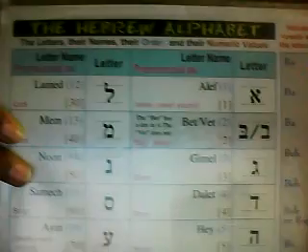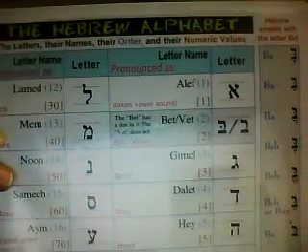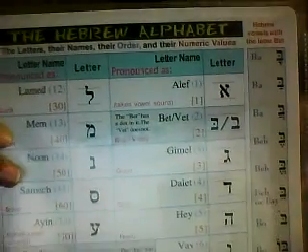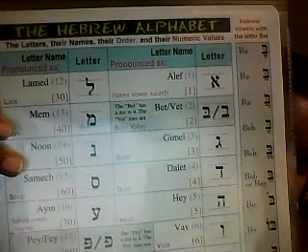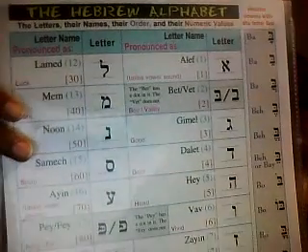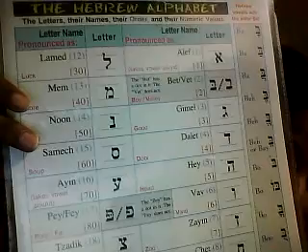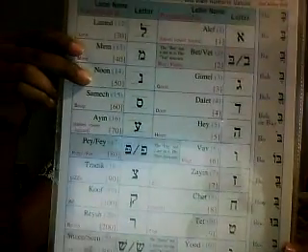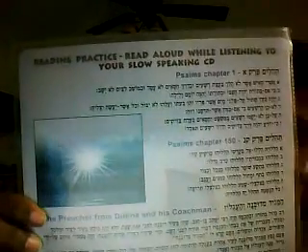This is another Hebrew chart, and it gives you the letter, the pronunciation, and also the number association with it. On the back, it has a way to practice with some of the songs. So we do those.